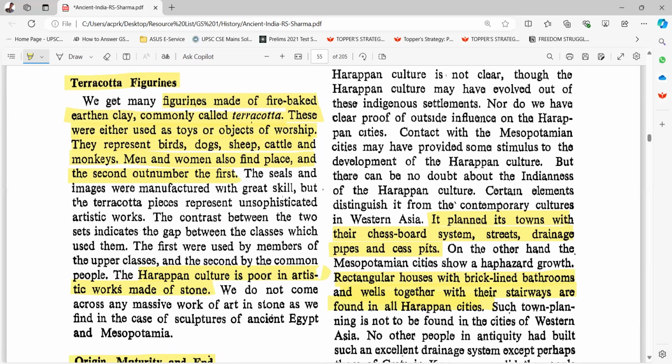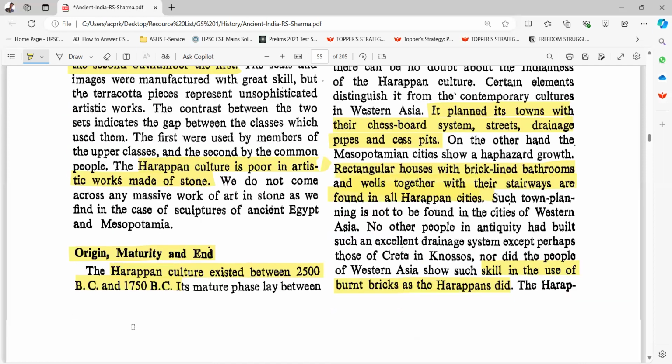The Harappan culture is poor in artistic works made of stone. We do not come across any massive work of art in stone as we find in the case of sculptures of ancient Egypt and Mesopotamia.